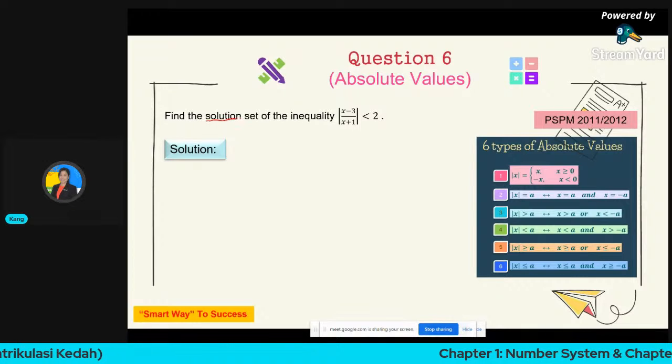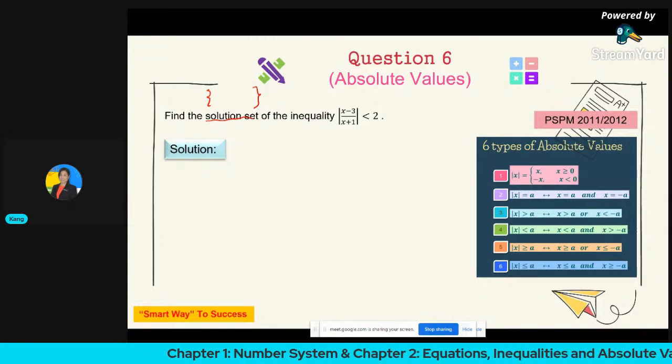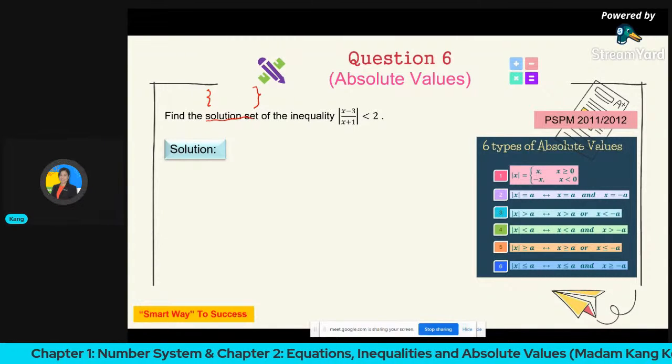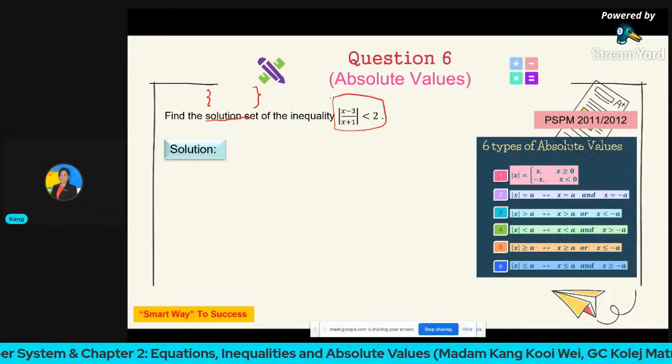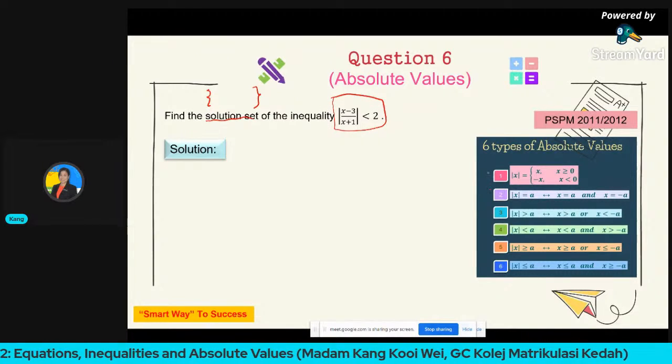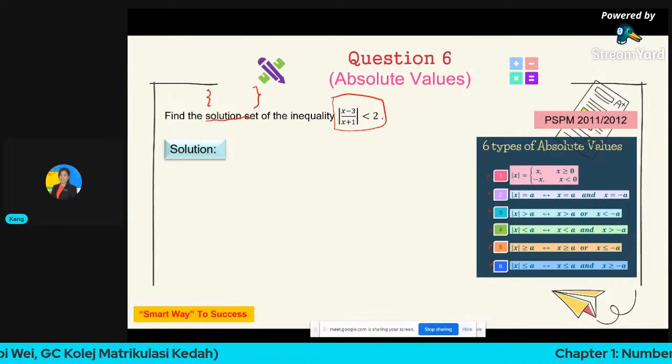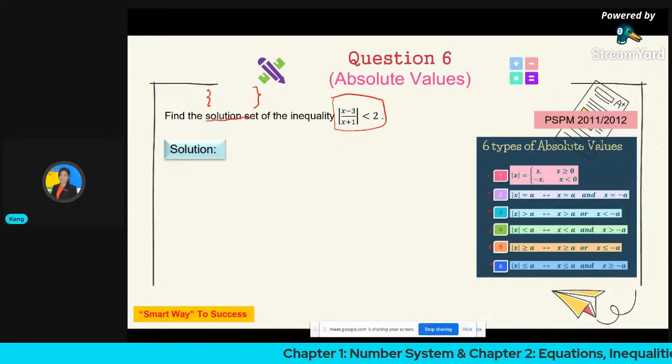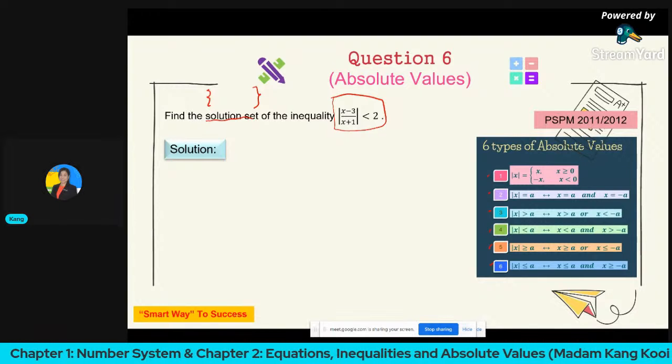Solution set, that means your answer must be in this pattern. Okay, class, so now you check this inequality against the types of absolute value that we have learned just now, 1, 2, 3, 4, 5, 6. Which one are you going to choose? If you do the comparison, 1, 2, 3, 4, 5, or 6. Class? 4. Yes, correct. We will choose the formula for number 4.